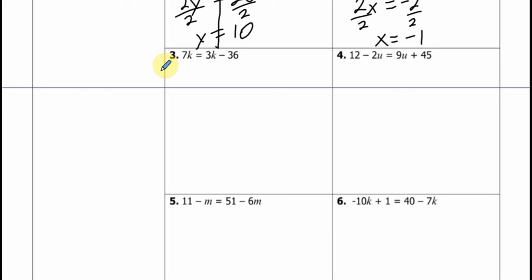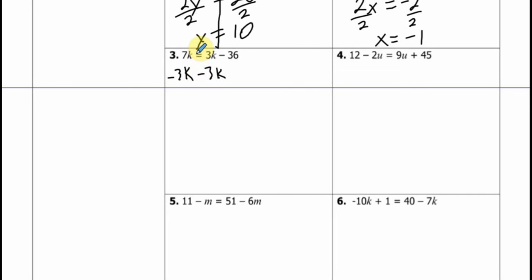You guys take a moment and work on number 3. Okay, number 3. There's no grouping symbols. There's no like terms, but we do have variables on both sides, 7k, 3k. So I've got to get rid of the smaller one. 7, 3, 3 is smaller. So we're going to do minus 3k.